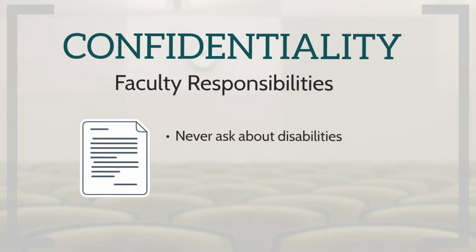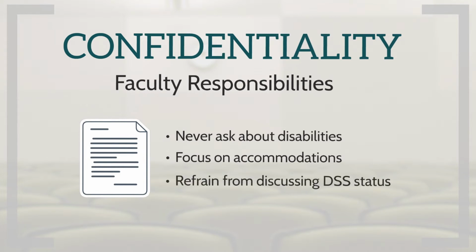Never ask a student to tell you their disability. If a student begins to disclose confidential information about their disability, faculty or staff should refer the student back to DSS and keep the conversation focused on accommodations. It's also important for faculty and staff to refrain from discussing a student's DSS status with other students, faculty, or staff. Just because a student has disclosed their status to you does not mean they have shared this information with others.